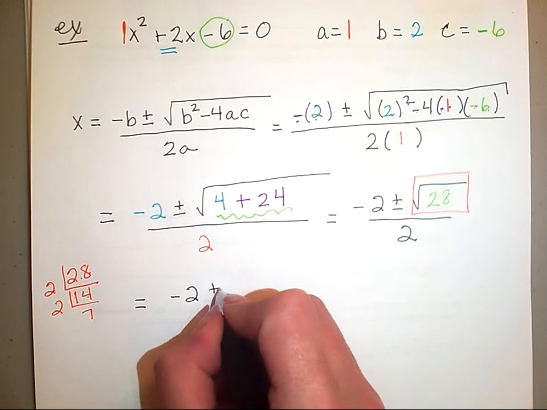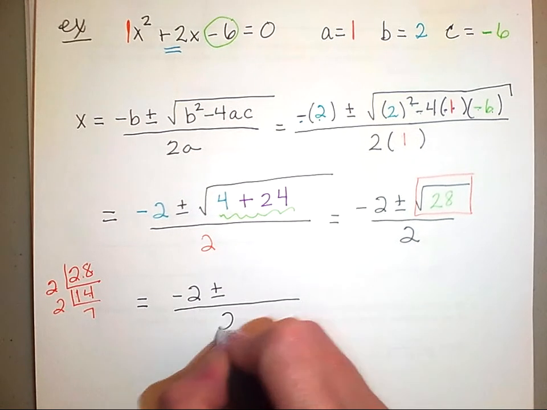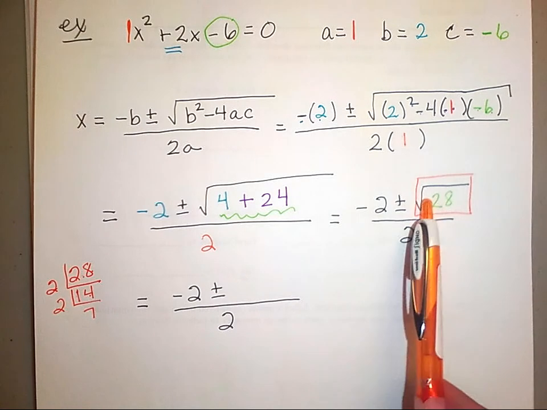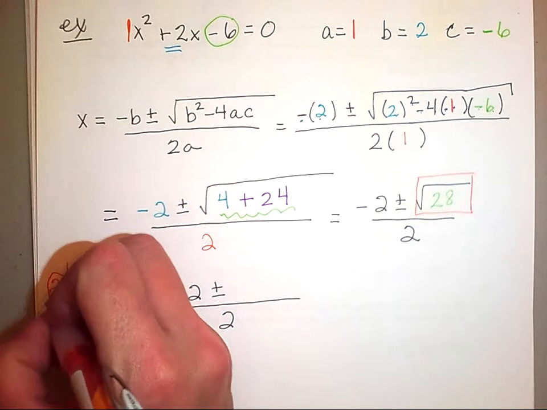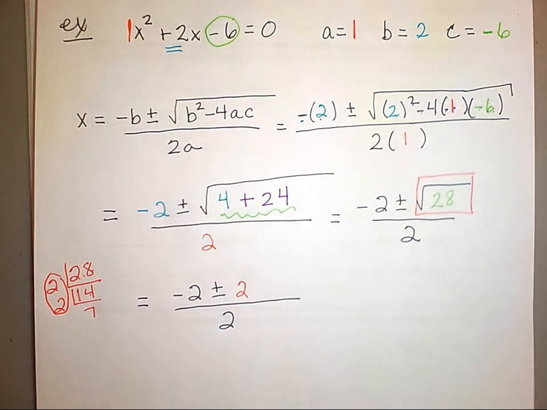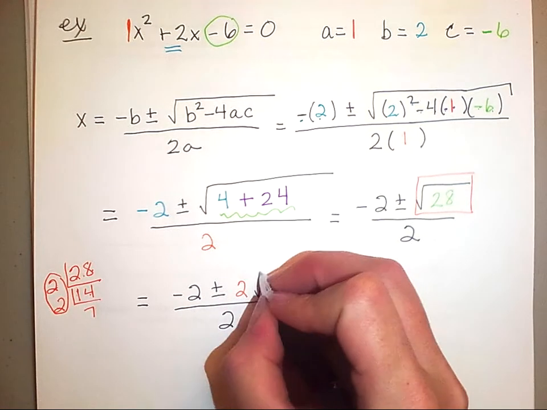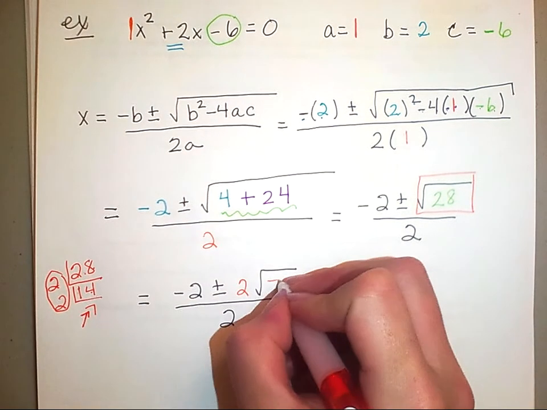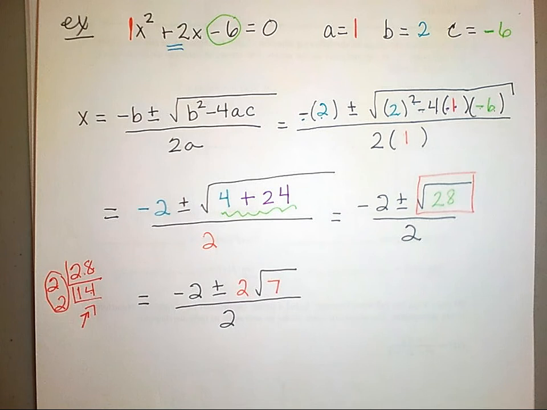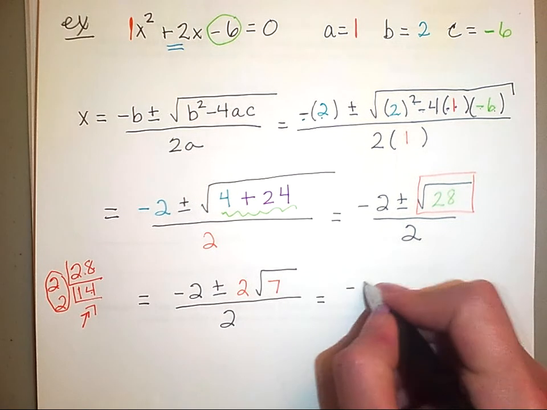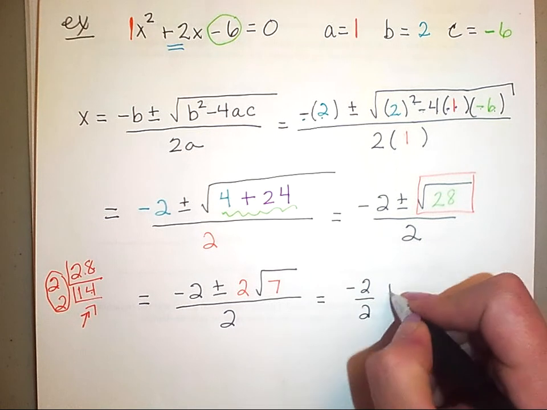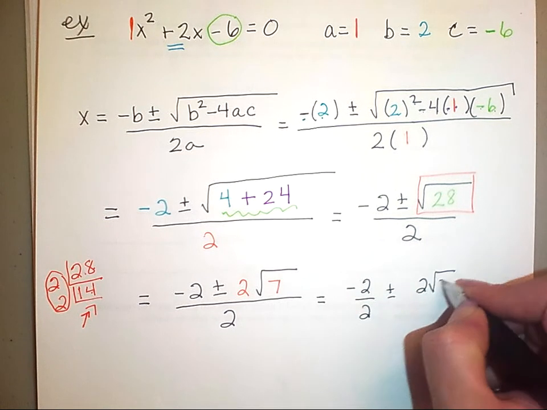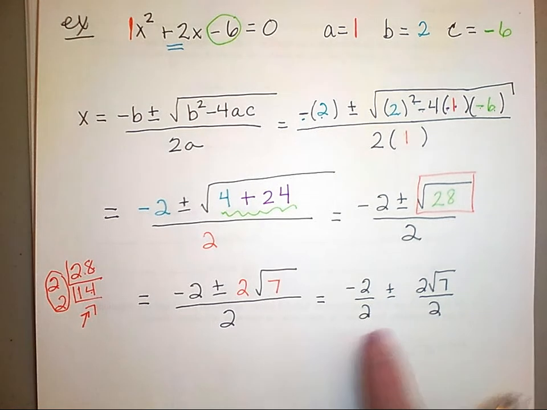So this is equal to negative 2 plus or minus, we're going to divide it all by 2. Well, the square root of 28, there's a group of 2's, so I can pull that out. And then we'll take the square root, and we have to put what's left over, in this case 7, back underneath. Okay, now we can split this up. So this is negative 2 over 2, plus or minus 2 roots of 7 over 2. Just putting it back into 2 fractions.